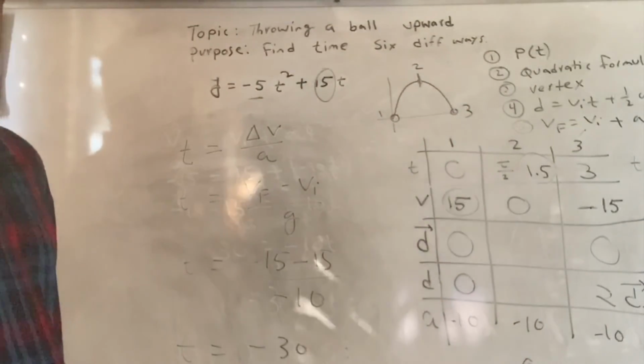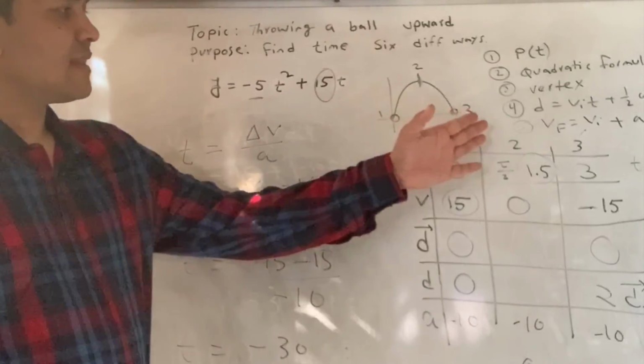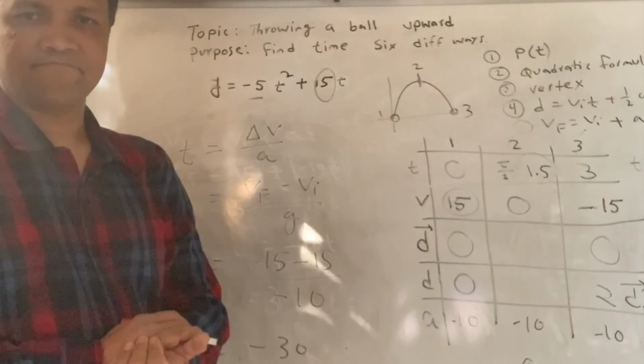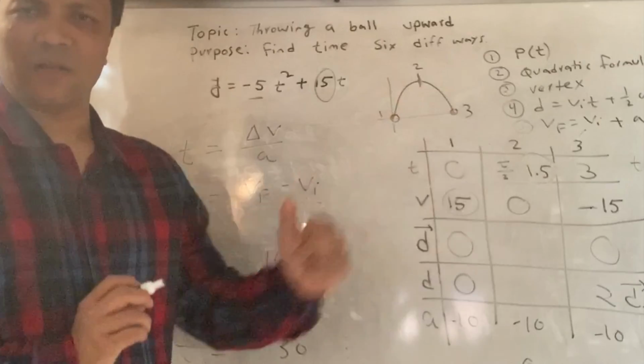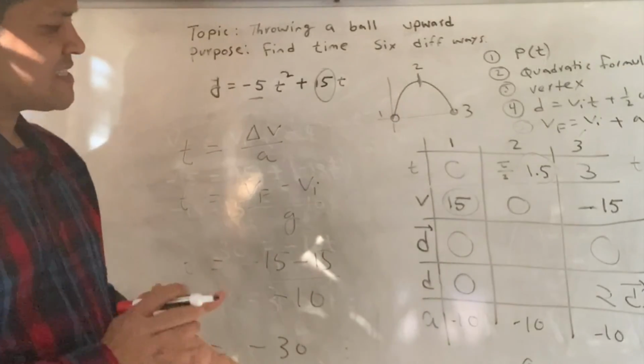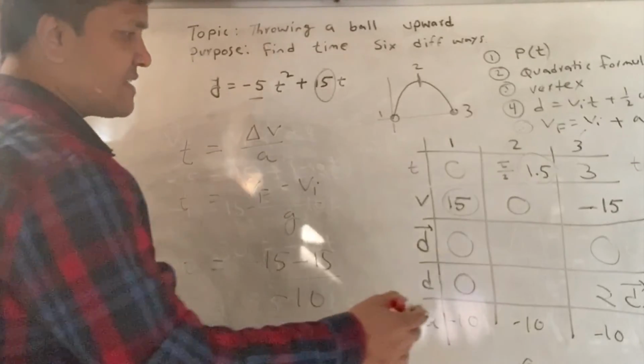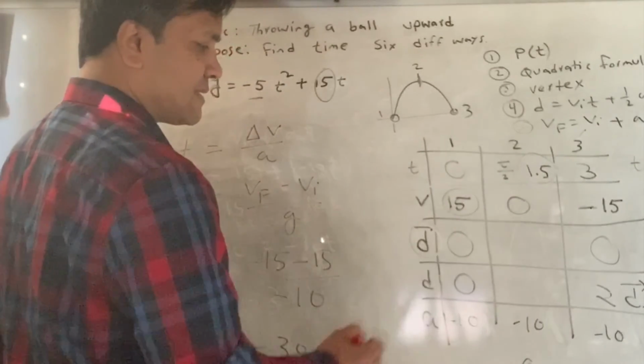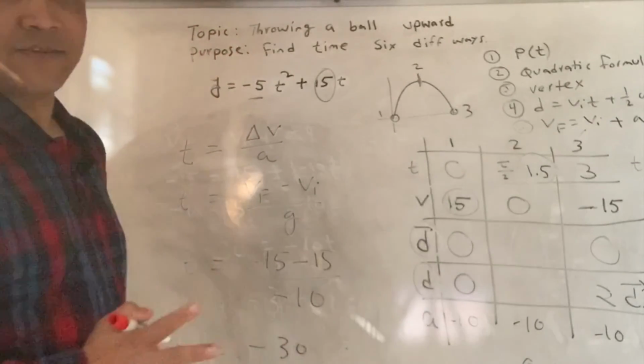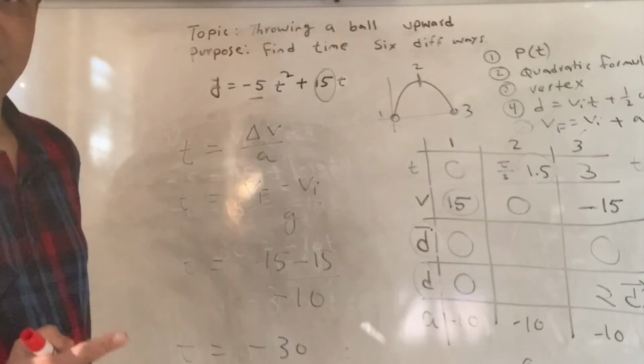So you found many different ways, in fact 6 different ways, to find the time of a free fall. Next time we're going to find 6 different ways to find the displacement and the distance. 6 different ways. So check the video tomorrow.